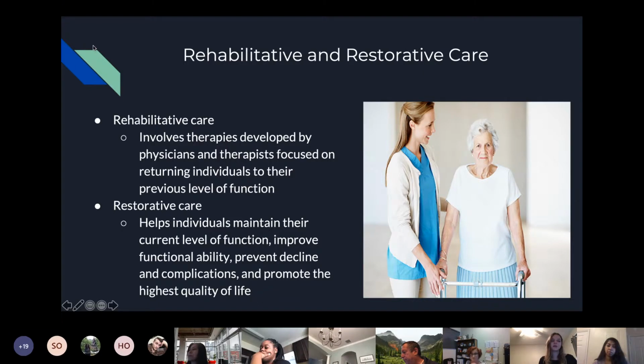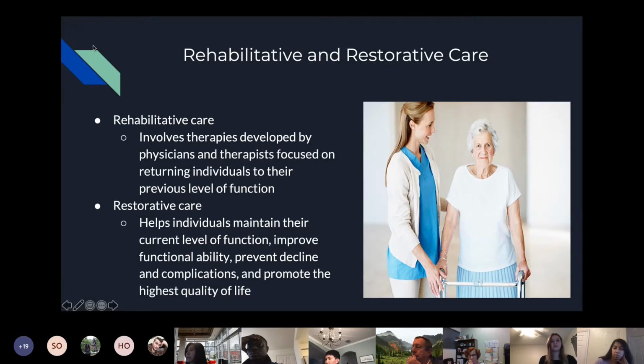And then restorative care is more of a care that helps individuals maintain their current level of function, improve their functional ability, prevent decline and complications, and promote the highest quality of life. This kind of care is more often offered by nurses, and you don't really need a medical order for it, and it can occur in any setting. And this can be appropriate for every older adult.